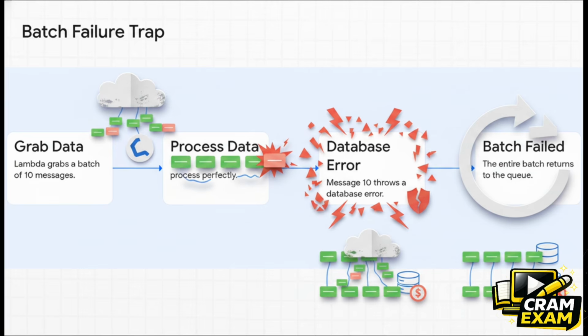Well, because the function failed, the event source mapping assumes the entire batch failed. It takes all 10 messages and puts them right back onto the SQS queue. A few seconds later, Lambda pulls the queue again, grabs those exact same 10 messages, and processes them all over again. You are now duplicating database writes, and you are paying for compute power that you absolutely do not need.